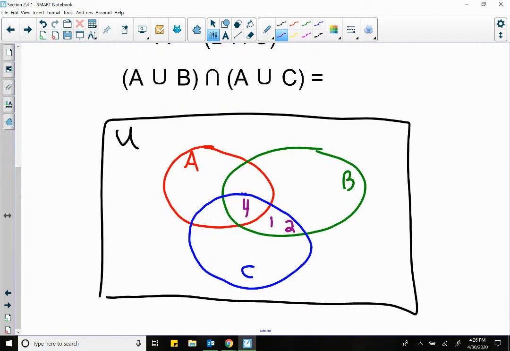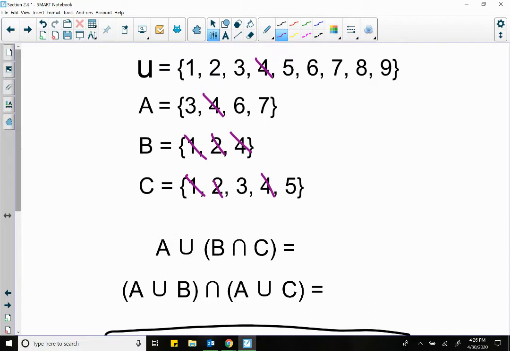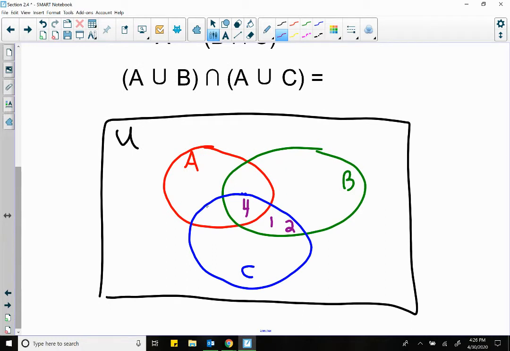A and C both have a 3 in common. Oops, I forgot to mark off the 1 and 2 up there. And we can mark off the 3 because we know that A and C have 3 in common now. And then now we're going to continue to work our way out.